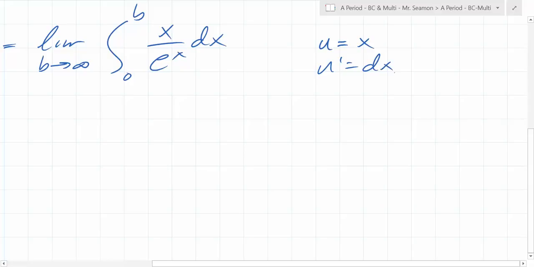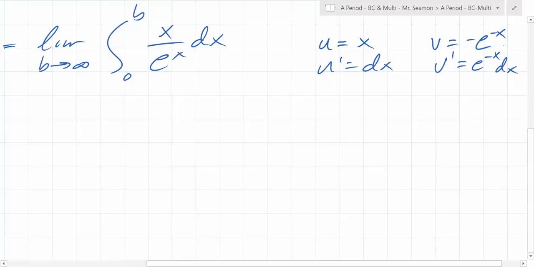So if that's the case, what is v prime going to be? e to the negative x dx. So what's v going to be? Negative e to the negative x. Exactly. Very good. You need that negative in front of there or the whole thing falls apart.